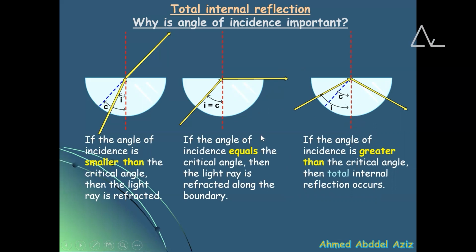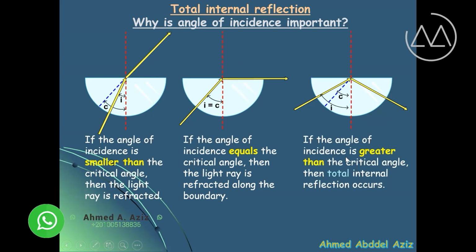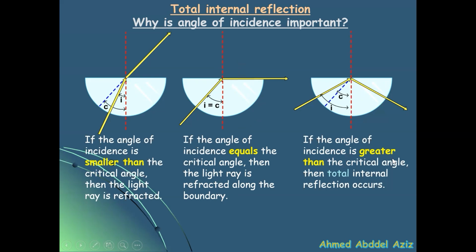Okay? If the angle of incidence is smaller than the critical angle, then the light ray is refracted as usual. If the angle of incidence equals the critical angle, then the light ray is refracted along the boundary like this, and the angle of refraction here will be 90. If the angle of incidence is greater than the critical angle, total internal reflection occurs, as shown.